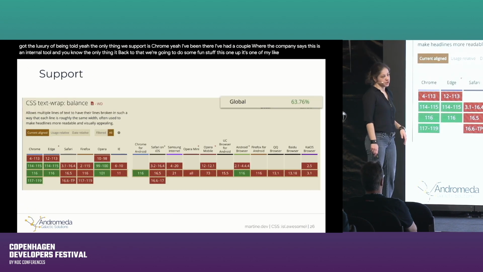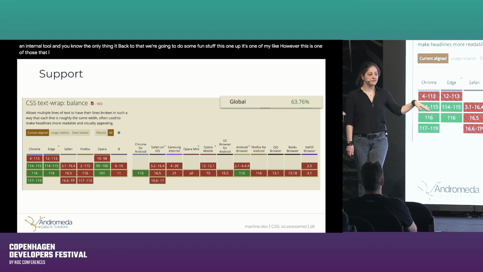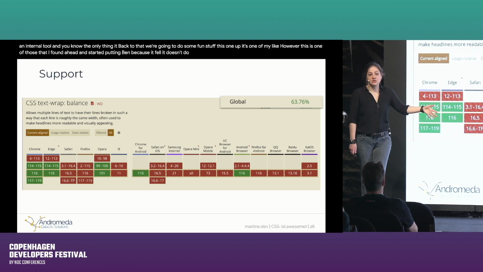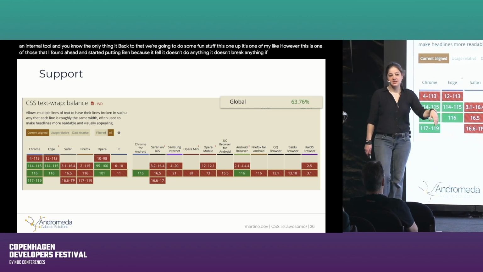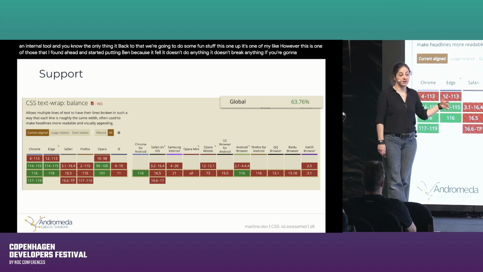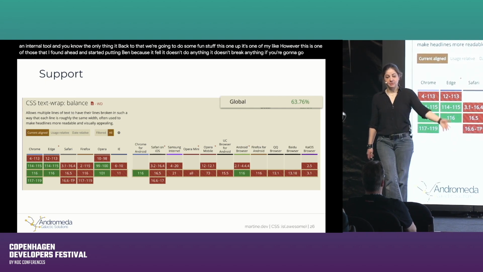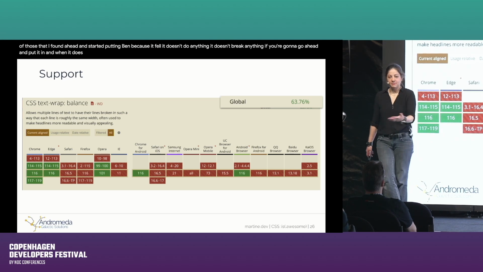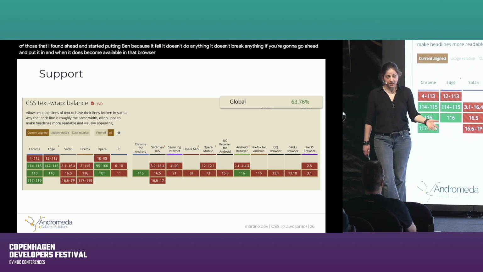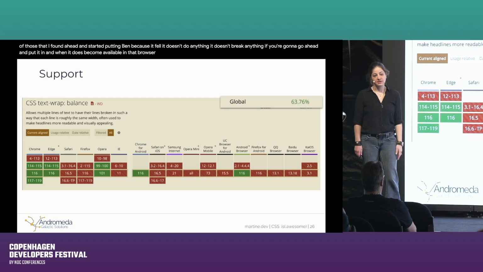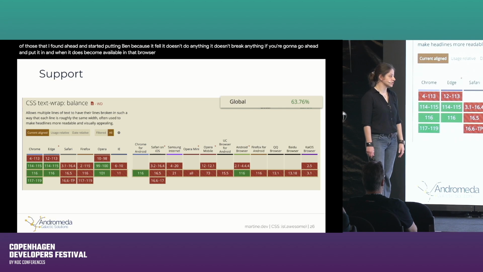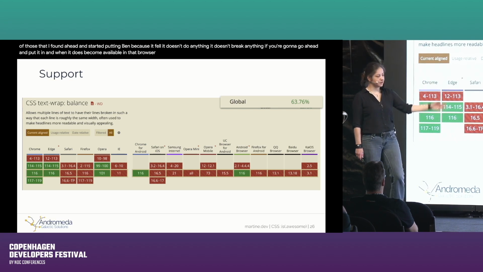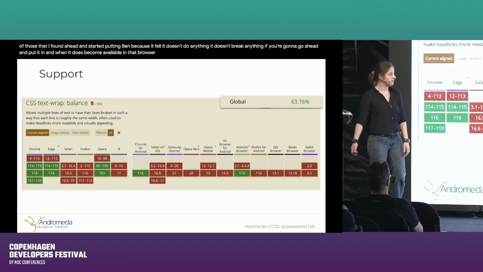Support is garbage. However, this is one of those that I've gone ahead and started putting in because it doesn't break anything. That's the nice thing with a lot of these: it's not going to break anything if you put it in, and when it does become available in that browser, it'll just magically start working. That's really good here because Safari and Firefox are like, nope. So you're only looking at about half the population having access to that.